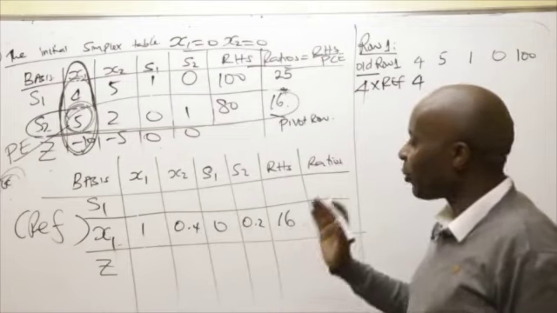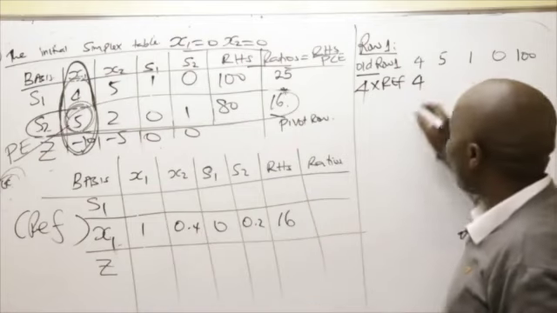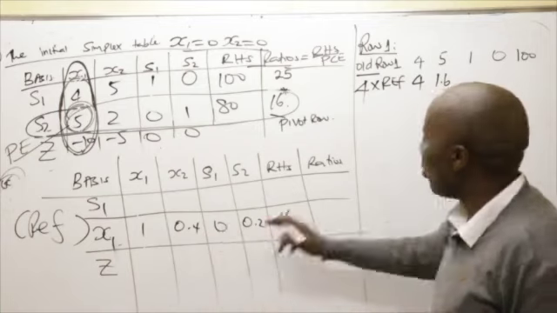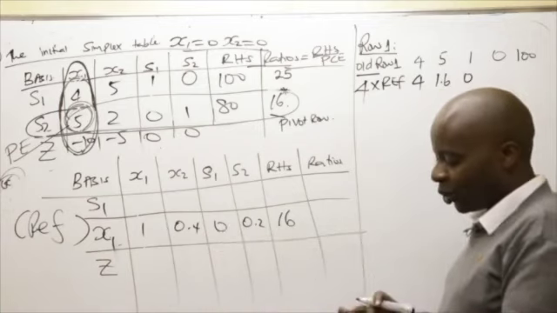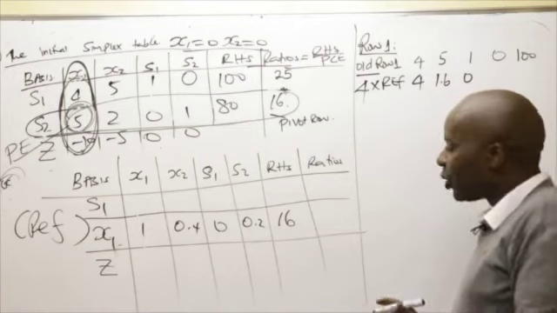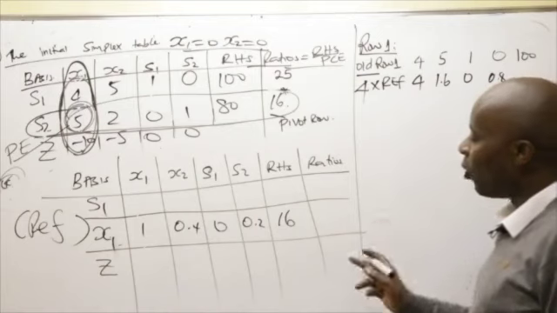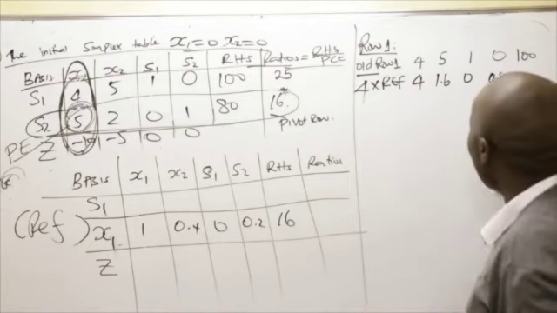So 4 times 0.4, giving me 1.6. And then we have 4 times 0, giving me 0 there. And then we have 4 times 0.2. It's good always to use your calculator. 4 times 0.2 gives me 0.8. And then lastly, we have 4 times 16. 4 times 16, that will give me 64.